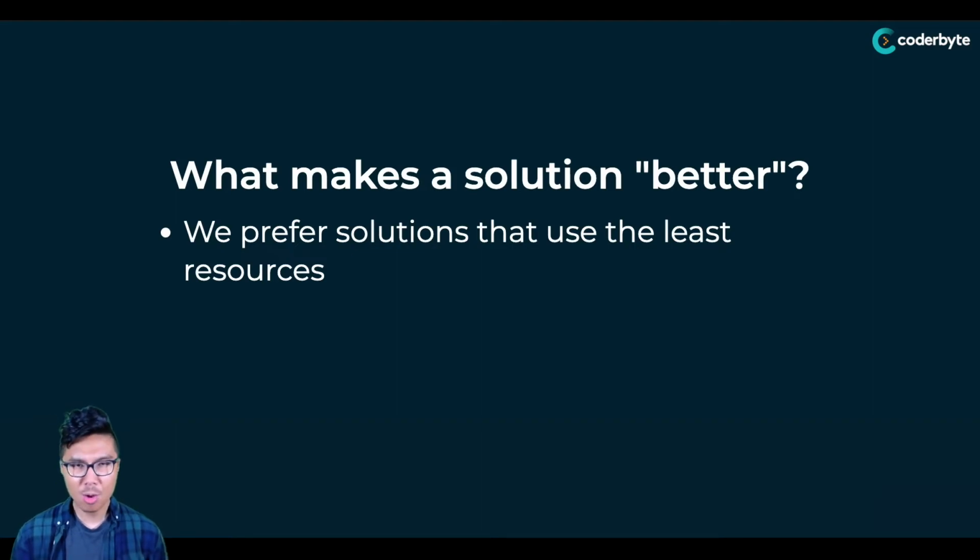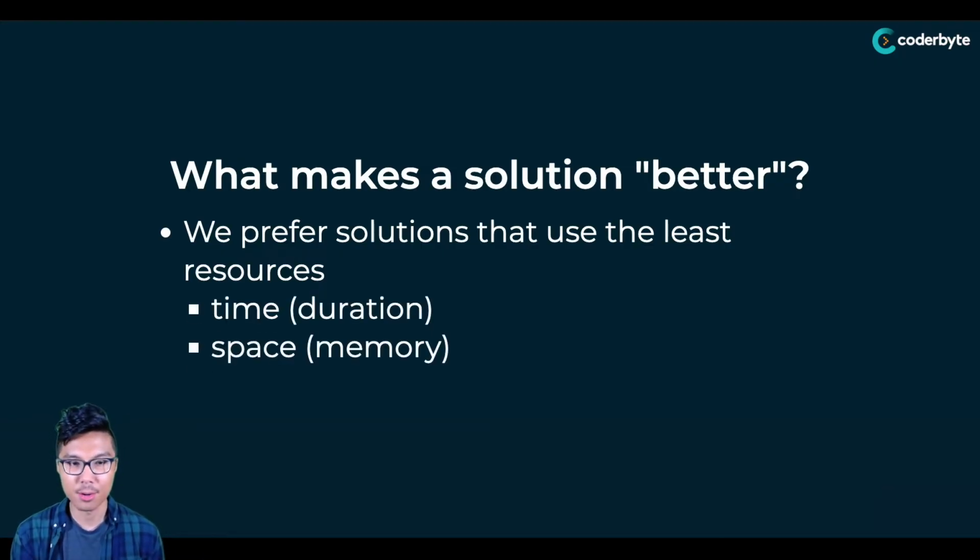In general, we're concerned with two types of resources. We love to write solutions that use the least amount of time to execute, as well as the least amount of memory. You may hear these referred to as time and space complexity. In general, we want to minimize the time and space complexity of our solutions.